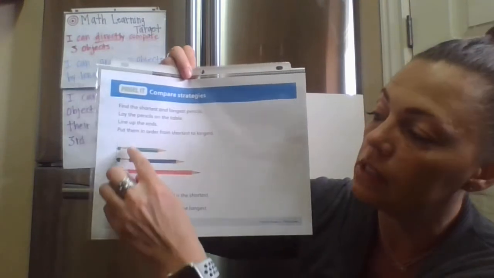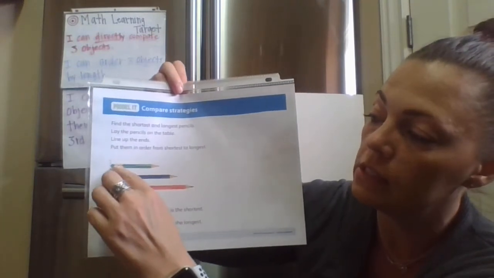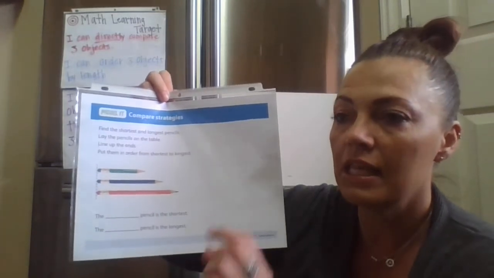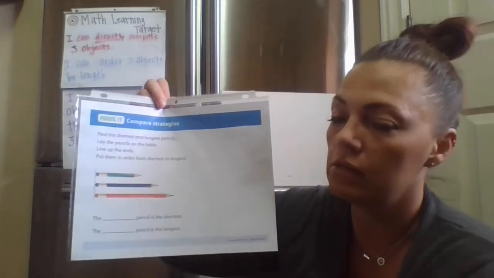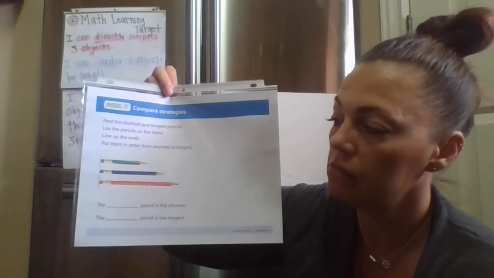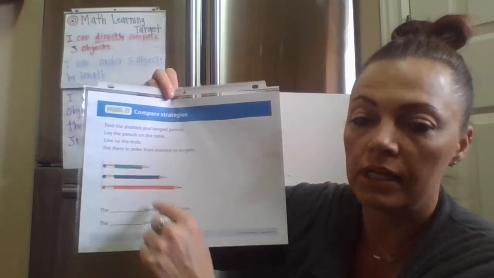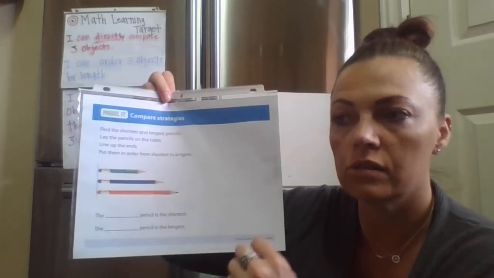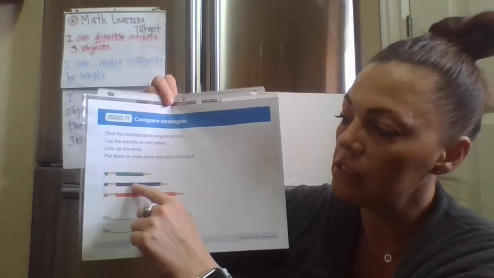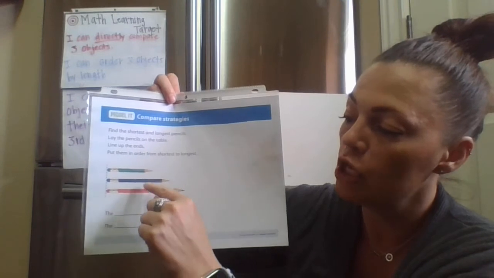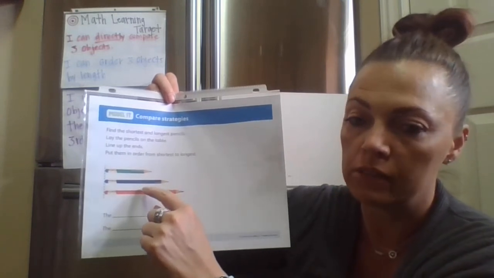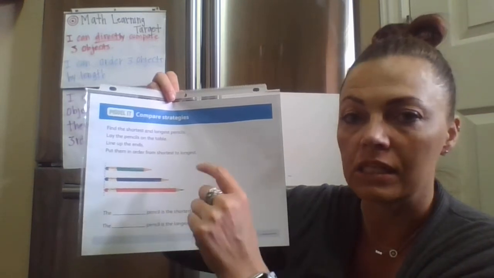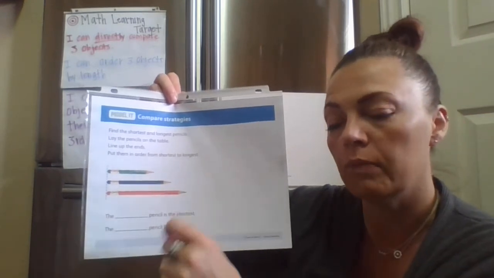So they already did that for us. They've already put them in order. So this pencil is the shortest. It is the most short pencil. So it is the shortest. This red pencil is the longest. It is the most long pencil, so it is the longest. And you could say that this pencil in the middle is shorter than the red pencil, but it's longer than the green pencil because it's a little bit shorter and it's a little bit longer.